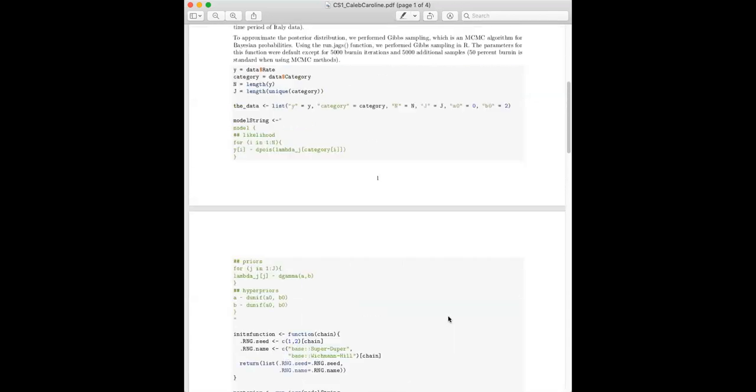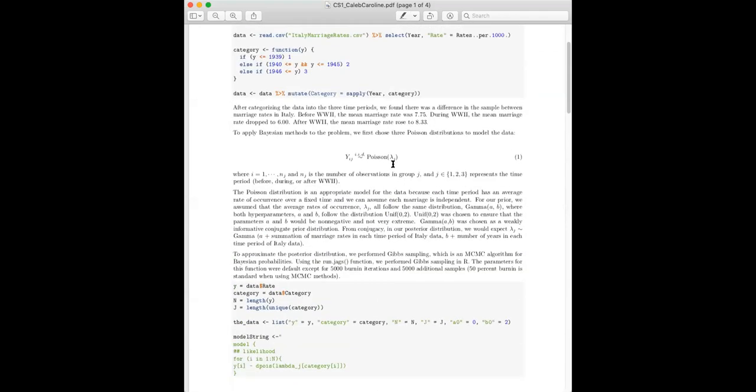Maybe I just have a quick question. When you have lambda j, how did you define the 3 periods? That was based on the year. If it was before 1939, it was before, and that was lambda 1. If it was between 1940 and 1945, that was lambda 2, so during, and if it was 1946 or later, it was lambda 3, after.